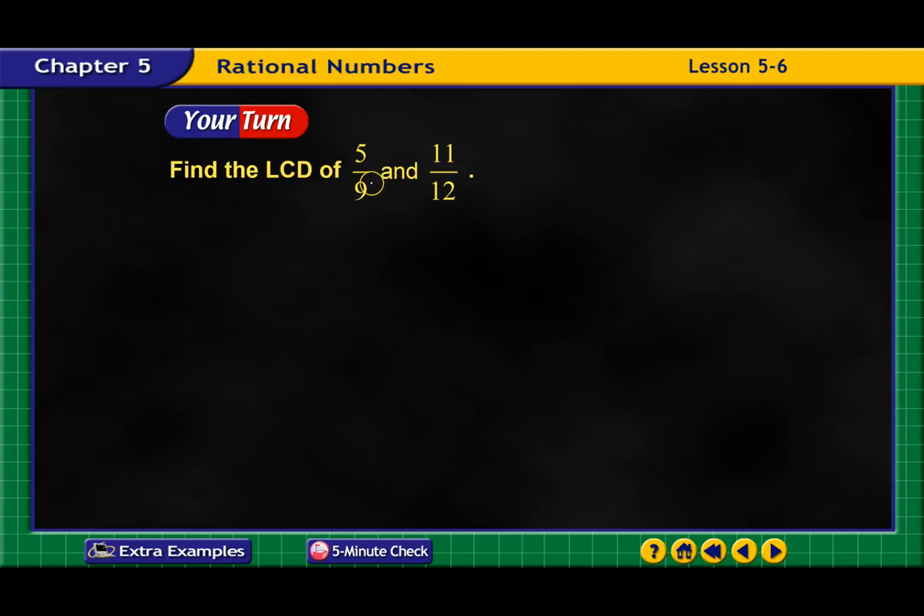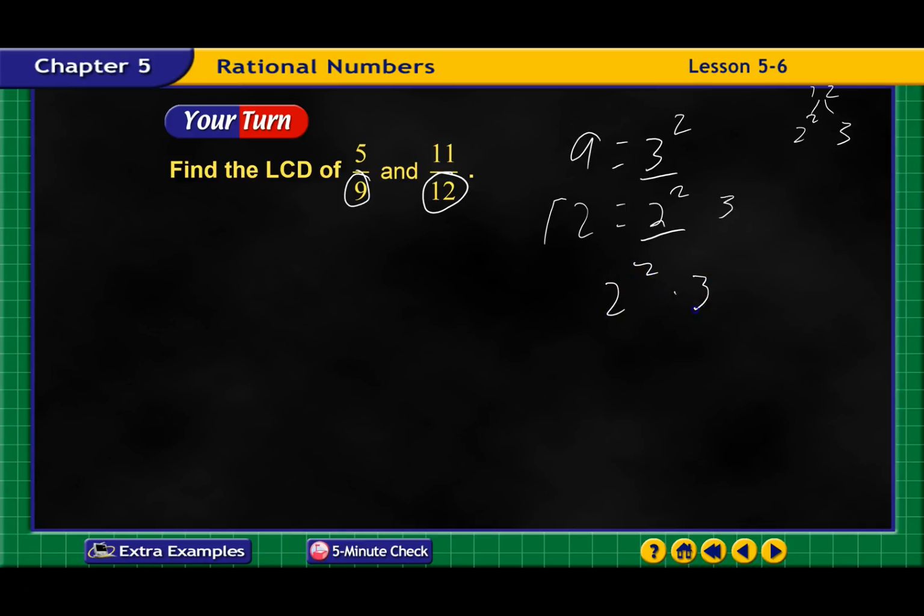All right, so I'm trying to find the least common denominator of 9 and 12. So 9 is going to be 3 squared, 3 times 3, and 12 is going to be 2 squared and 3. So my common ones are these. I probably should have had that over the top of that 3, but that's okay. Keep on rolling. So 2 squared times 3 squared is going to be 4 times 9, which would be 36.